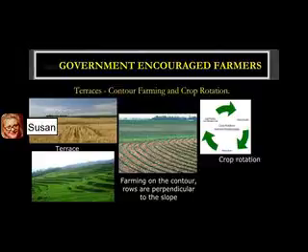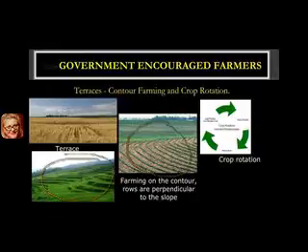As you can tell, the government encouraged farmers to utilize terraces, such as this one. Contour farming, such as this, you'll see the levels, so that when the wind blows, things just don't blow away. As well as crop rotation. 1 year you plant one crop, another year you plant another crop, and that way different nutrients end up in the ground.